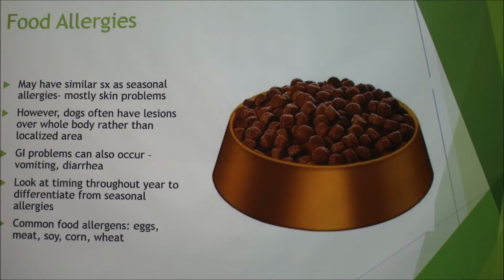You can also look at where the skin problem occurs. If it's diffuse across the entire body, then that is more likely to be a food allergy, as opposed to if there's just itching in one small area, then that's more than likely a specific seasonal allergy. So some examples of common food allergens, again, eggs, meat, soy, corn, wheat, things like that.